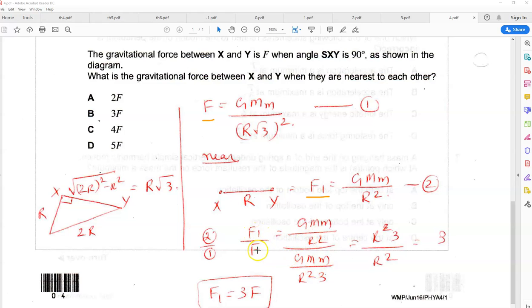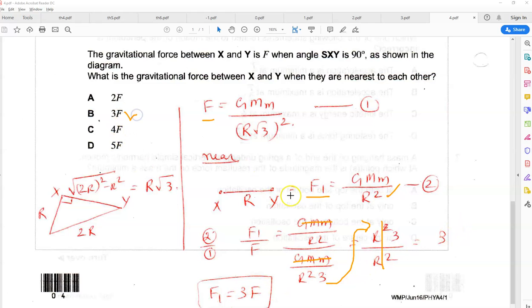So F1 by F. Now F1 is Gmm/r², this is the one, and this normal F, when they are further away, is Gmm/(r²·3), when you square this. When you simplify, most of the things will cancel away. This will go to the numerator. You'll end up having r² by r² into 3, and this will cancel away again. So you will end up having 3. So F1 is equal to 3 times F.